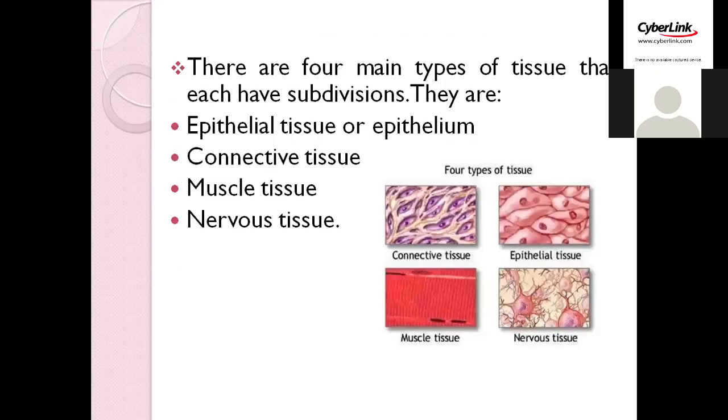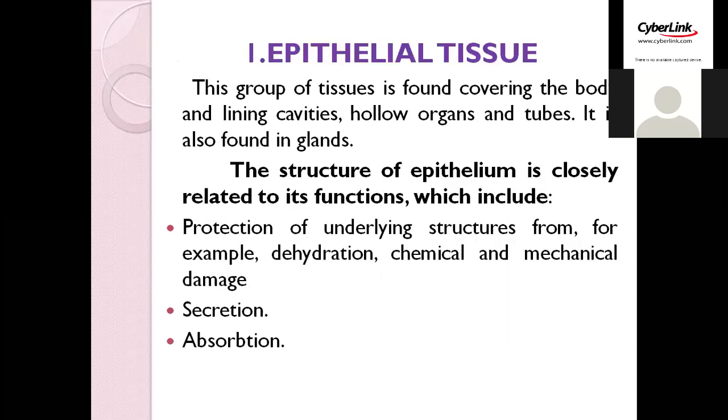We have four main types of tissues, and under these four main types there are also subdivisions. We have the epithelial tissue or epithelium, the connective tissue, the muscle tissue, and the nervous tissue. Each of these types is again subdivided into many types, which we'll discuss later one by one. So just remember these main types: epithelial tissue, connective tissue, muscle, and nervous tissue. Let's start with the first tissue, the epithelial tissue.